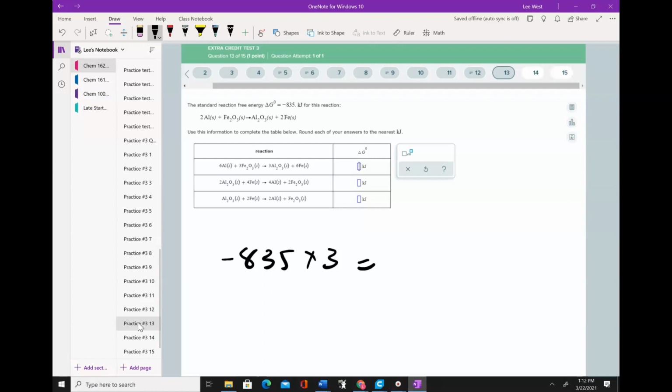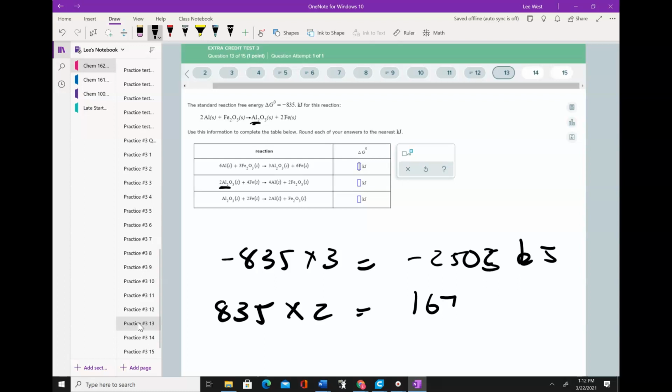There we go. So that was minus 2505 kilojoules. In the second one, it looks like we flipped, so it becomes a positive, and then we multiplied by 2. Right? You can see that. You see the aluminum oxide is now on the left, but everything got multiplied by 2. So I changed the sign, and then I multiplied by 2.